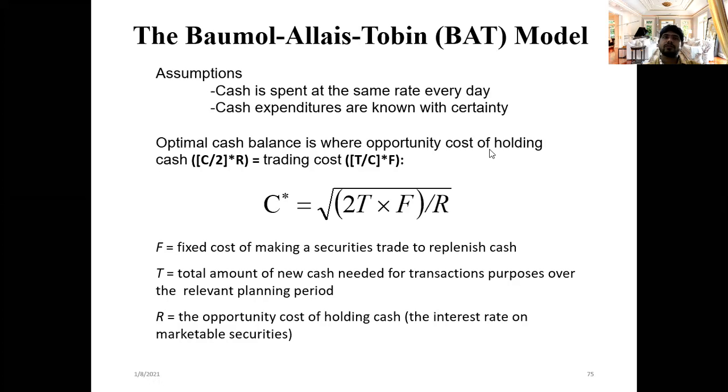Yesterday we talked about cash management. To manage cash, there are two models, mainly the Miller-Orr model and the BAT model, Baumol, Allais, and Tobin model. And we have done a small sum on the BAT model.